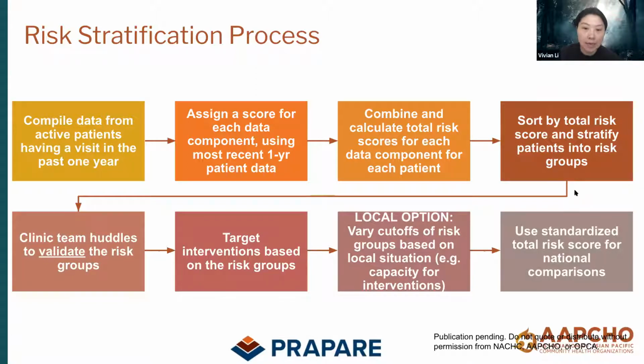And then an important step here is for the clinic team to come together to huddle and validate the risk groups. From there, target interventions based on the risk groups and use standardized total risk score for national comparison with other similar organizations. The purpose is to make the highest risk patients more easily visible for the clinic team to prioritize and address their needs. Next slide, please.